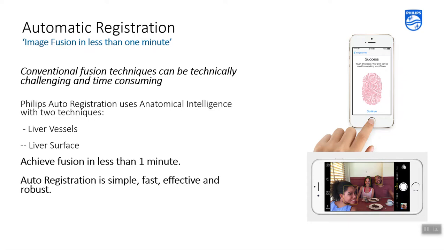After we achieve the fusion, if required, you can also reposition the patient without losing the fusion. This is possible because of active patient tracking. Philips auto registration is a very simple, fast, efficient, and robust technique for abdomen fusion.